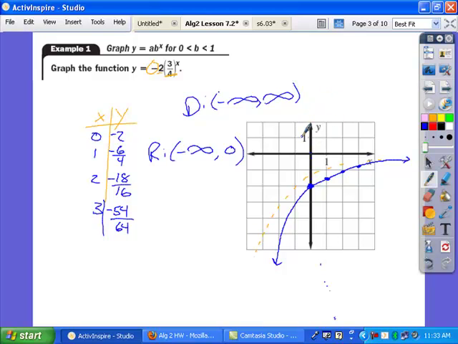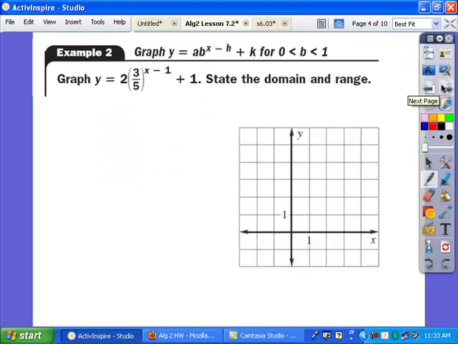Okay? Here's another graphing problem. Why don't you guys try this one?